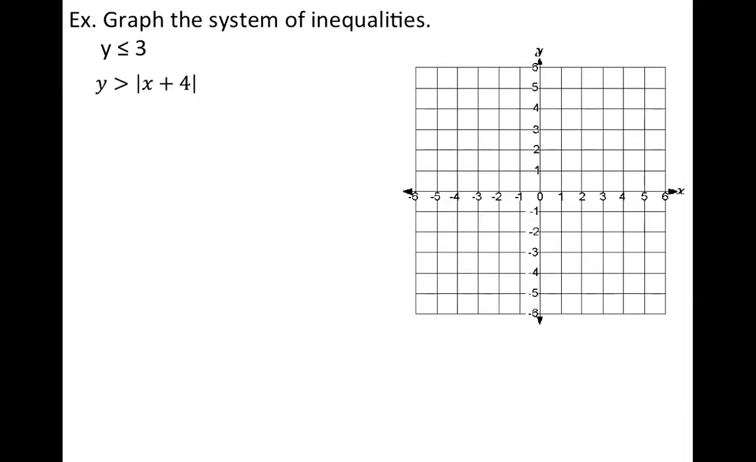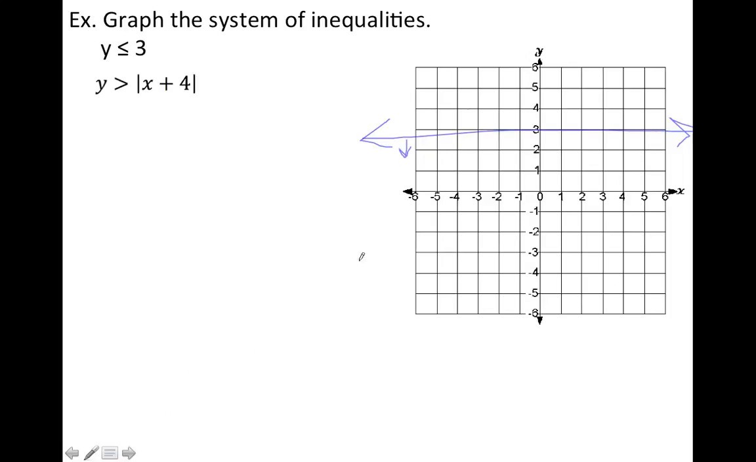This next one, if you notice, we have a line and an absolute value. So for the first one, I'll graph that line, y less than or equal to 3. So it's going to be a straight horizontal line through the y value of 3. And it's less than, so shade below. And our next one is absolute value.